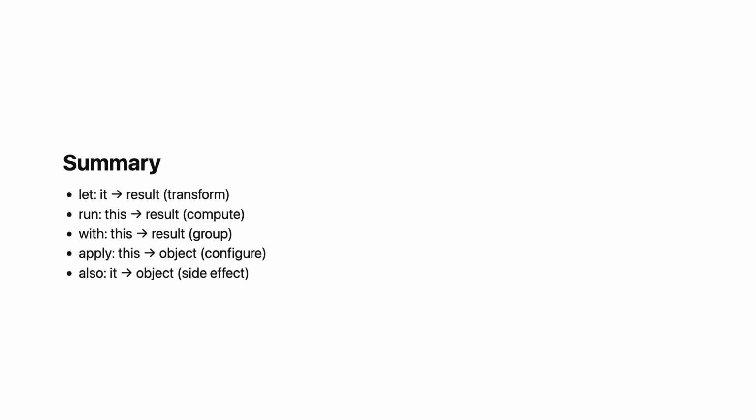Use the one that matches your intent. Let us summarize. Scope functions execute a block on an object. Let: access with it, returns lambda result. For transformations, run: access with this, returns lambda result. For computations, with: access with this, returns lambda result. Non-extension form. Apply: access with this, returns the object. For configuration, also: access with it, returns the object. For side effects, choose based on how to access, this or it, and what to return, result or object.